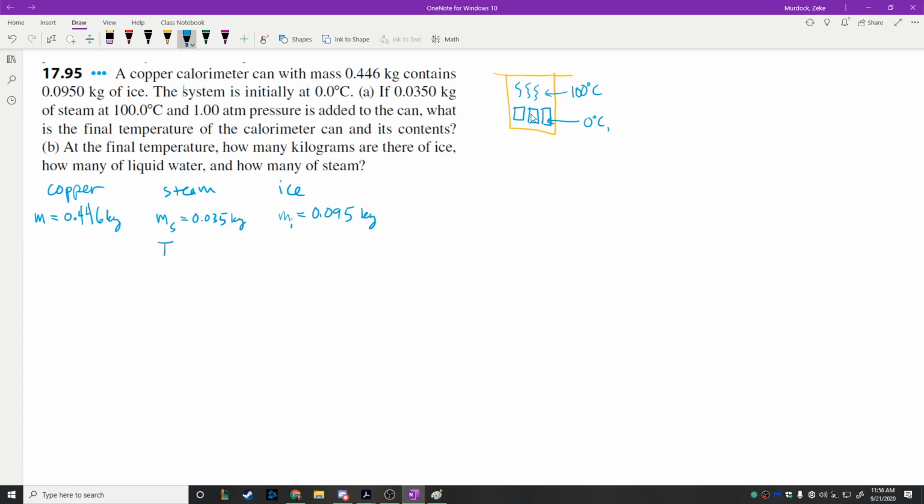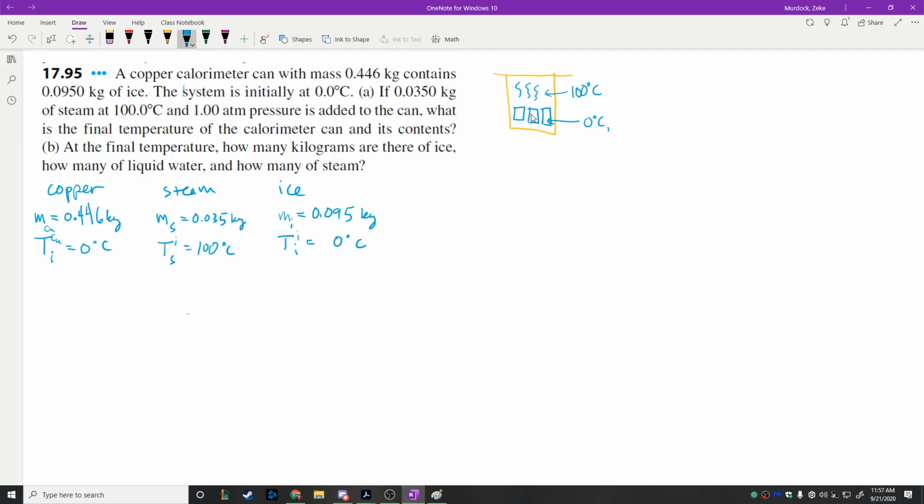So temperature of the steam is 100. Obviously, I guess. I don't know if it's obvious. It's the temperature of the steam initially. Temperature of the ice initially is 0 degrees Celsius. And then copper. Okay, copper is 0. So this starts off at 0 as well. We're not adding very much steam, right? It's not a lot of steam that we're adding.